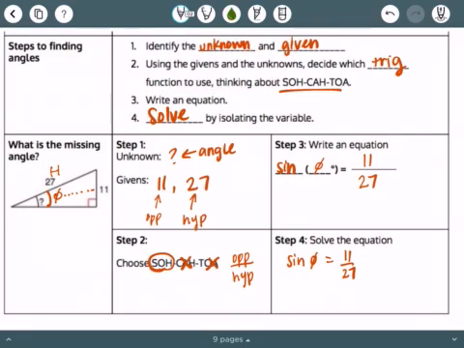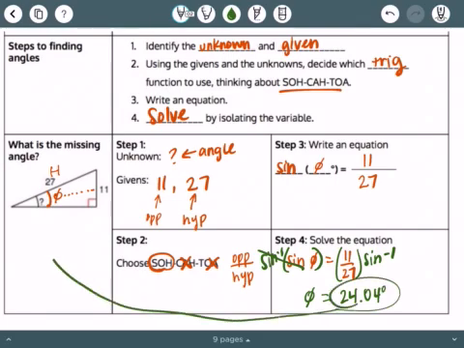I need to get my angle by itself. So I'm going to use inverse sine. Take the inverse sine here. What I do to one side, I have to do to the other. That cancels my sine, and I'm left with theta equals, I'm doing my calculator, sine inverse of 11 over 27, and I get 24.04 degrees. And if I look at my angle here, that looks like it could be about 24. It looks a little smaller than the normal 30, and so we know that this is a valid answer.